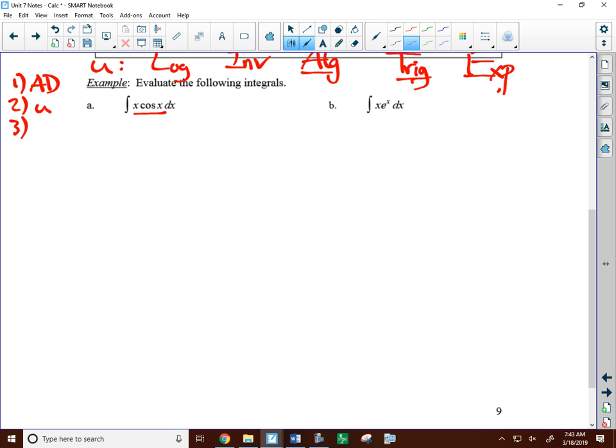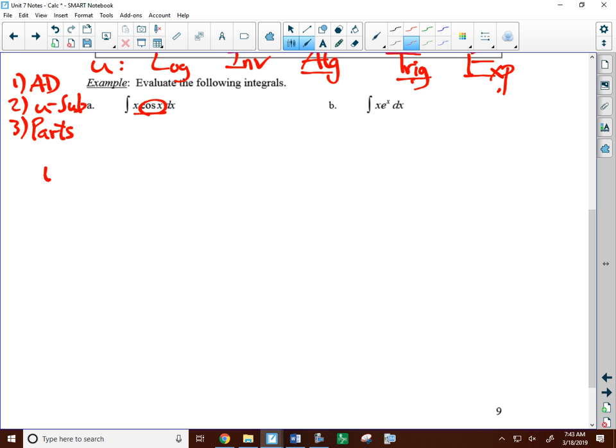Then you should try u substitution. Well, if I let u be cosine x, the derivative would be negative sine x. There's no sine x up there. With u substitution, you can't just let it be x. That'll never work. U substitution is not going to work here. So the third choice is integration by parts.